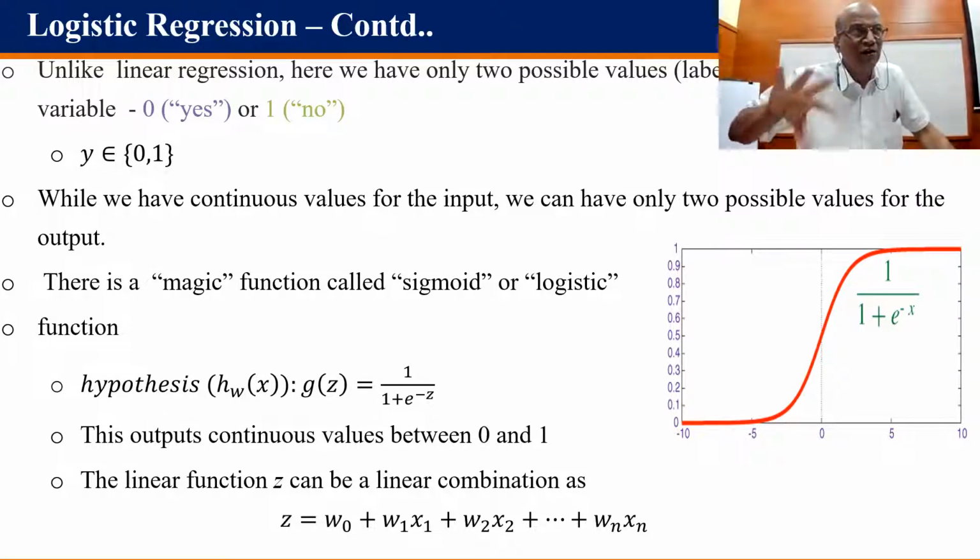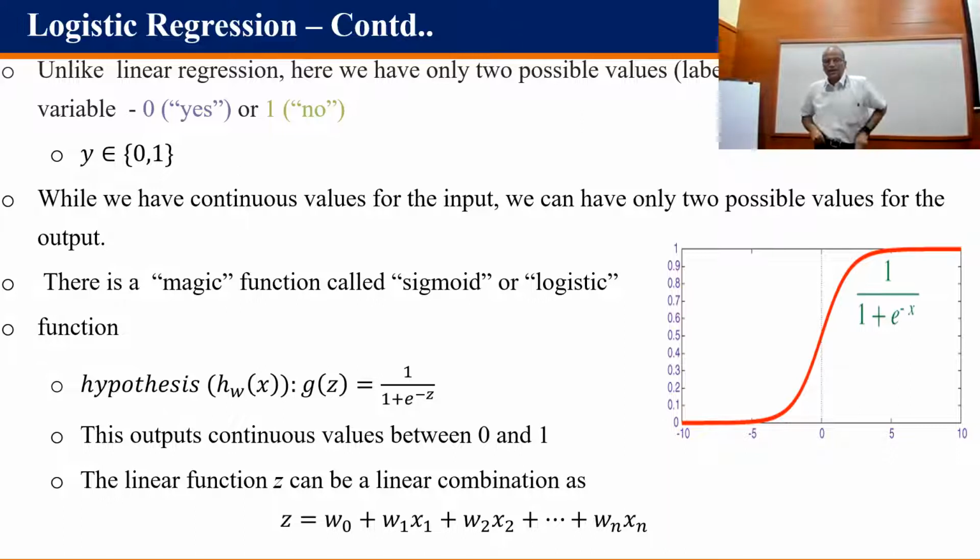Are you crossing the road or you're not crossing the road? Will you go to the mall or you will not go to the mall? Will you study for the exam or you won't study for the exam? Suppose there is a binary, something like this. So how do we do all that? There is a magic function called the sigmoid or logistic function. Now f of x is 1 by 1 plus e to the power of minus x.